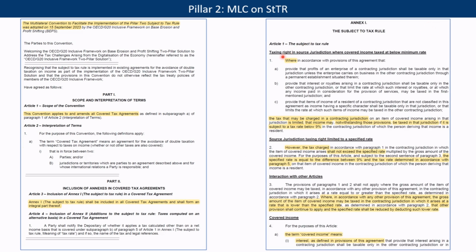It starts with a taxing right in a jurisdiction where the covered income tax is below a minimum rate. So it basically says, if the recipient is paying less than 9% tax, then the payor can levy an additional tax. But then it says it cannot be bigger than the difference between the recipient tax and the 9%. So if the recipient is paying 4% tax, then you can only levy 5%. But you also need to deduct from that withholding taxes and these kind of things they discuss further. So let's look at what the rules themselves say with regard to specific examples.